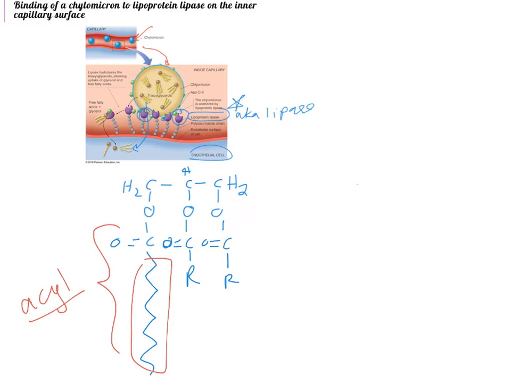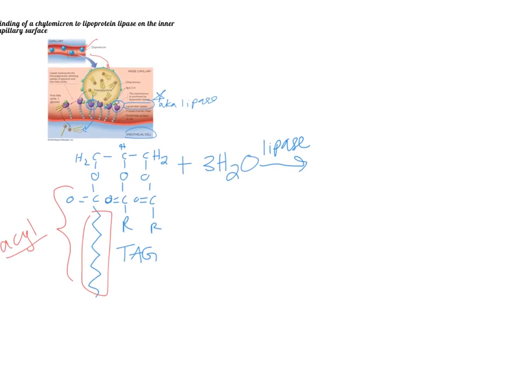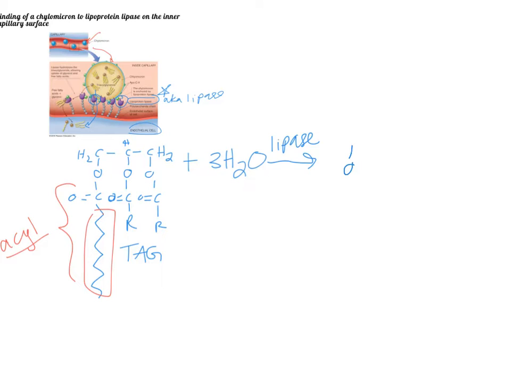Okay, so you take a TAG, and you're going to need 3 waters, 1 to cleave each tail. And this is catalyzed by the lipase enzyme. And what you get out is glycerol and 3 fatty acids.